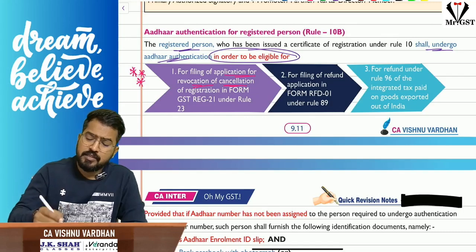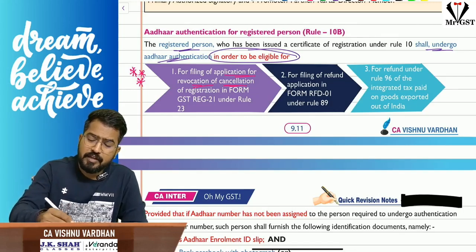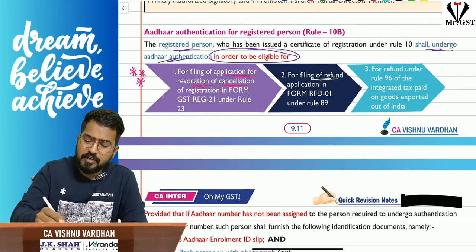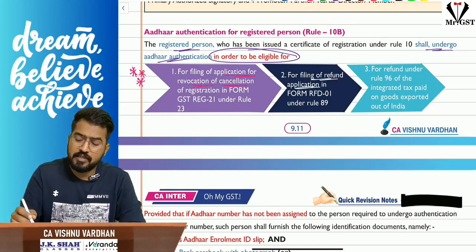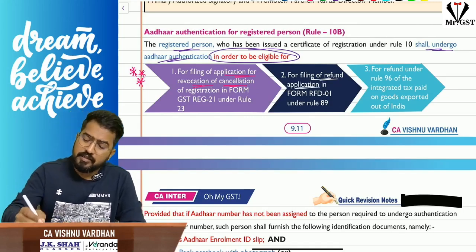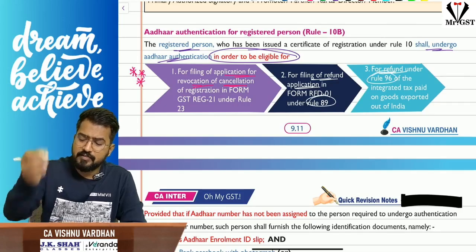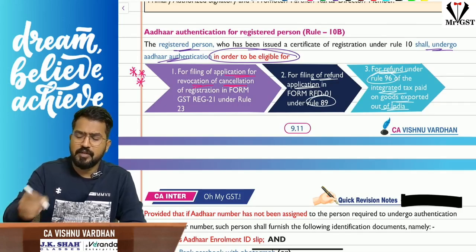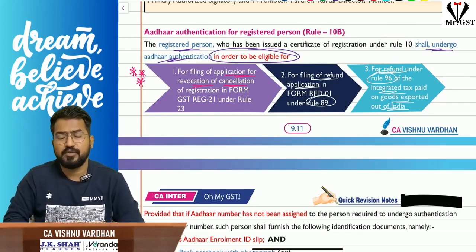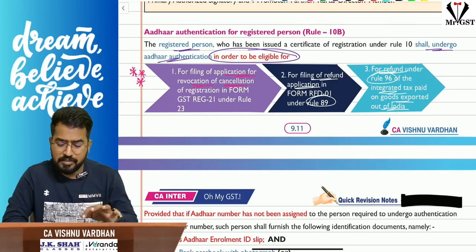Next, sir, he cannot file refund application. He cannot file refund application under GST if Aadhaar authentication is not done. Next, yes, another refund here, rule 89, rule 96. These are CA final syllabus. So for you, just remember, refund applications cannot be processed. You cannot file a refund application if your Aadhaar authentication has not been done.